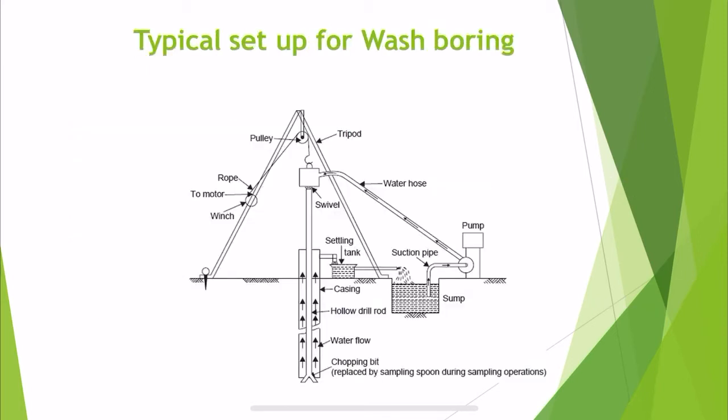This is the typical setup of wash boring. Components of wash boring are pulley, tripod, rope, winch, water hose, swivel, settling tank, suction pipe, pump, sump, casing, hollow drill rod, water flow, and chopping bit, which may be replaced by a sampling spoon during sampling operations, that is during collection of soil sample.